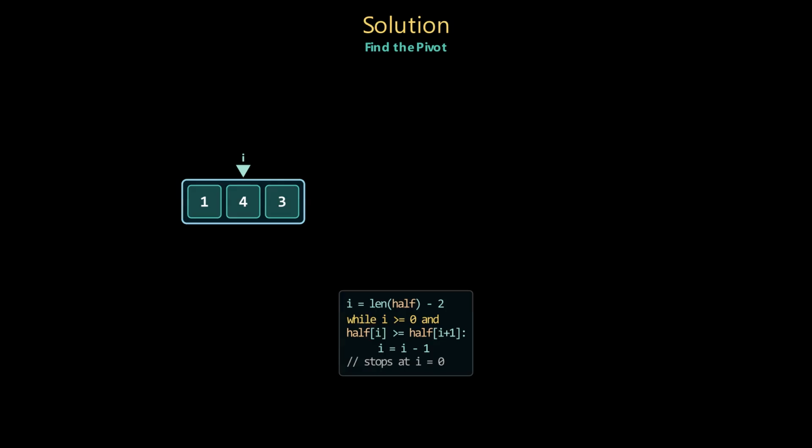We scan our isolated half array from right to left to locate our pivot point. We search for the first element that drops in value compared to its right-hand neighbor. Moving backward, 4 is not smaller than 3, but 1 is smaller than 4, making index 0 our pivot.